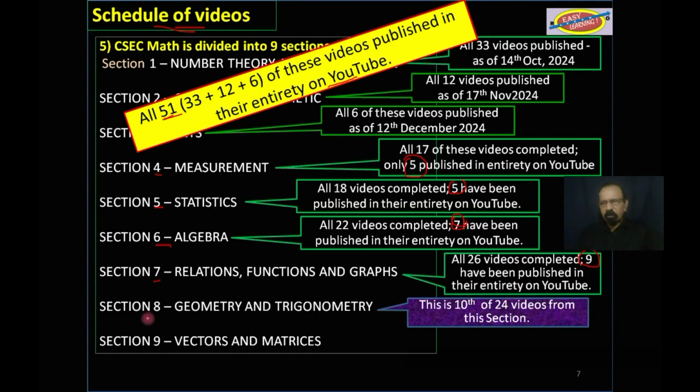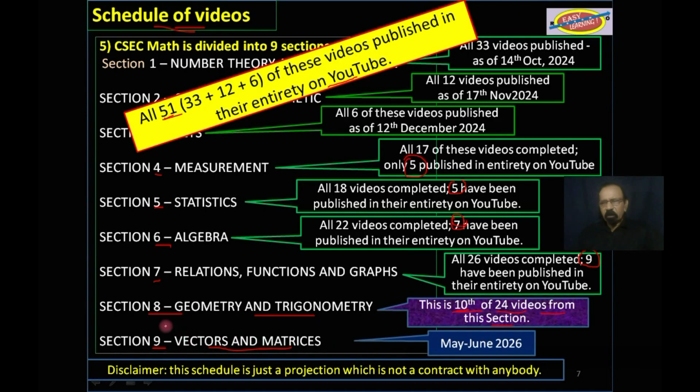We are now at section 8, Geometry and Trigonometry. This is the 10th of 24 videos from this section. Of course, after that, we will have to do section 9, Vectors and Matrices. Please note this disclaimer down here. This schedule is just a projection and it is not to be interpreted by anybody as a contract.